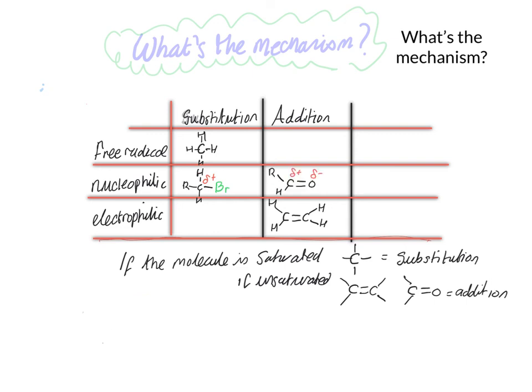By looking at the molecule and seeing if it's saturated or if it's unsaturated, we can easily predict the reaction mechanism. So for alkanes, we can say they undergo free radical substitution.